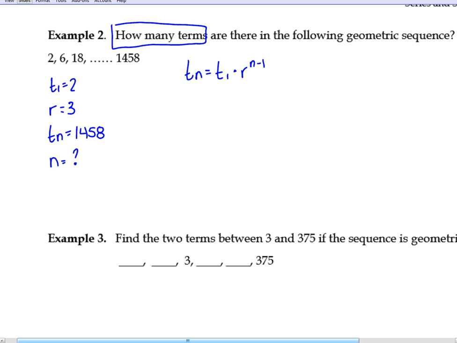Okay, so this is fun. I'll show you why in a second. So let's sub in what we know. 1,458 equals term 1 of 2 times 3 to the power of n minus 1. Okay, so where would I start with this, solving for n? We've never had to solve for an exponent before. So this is a whole new territory.